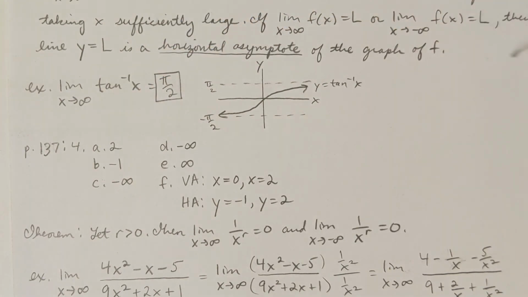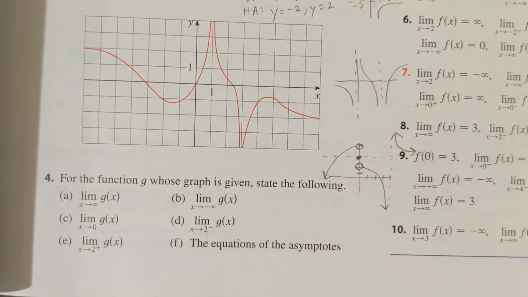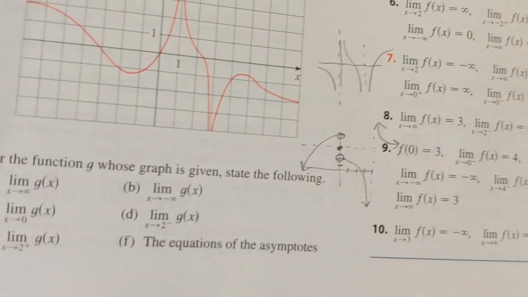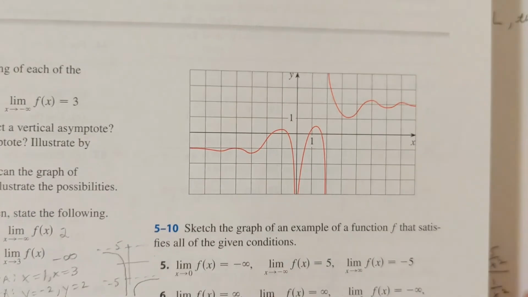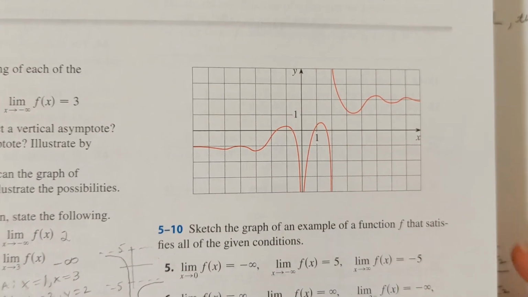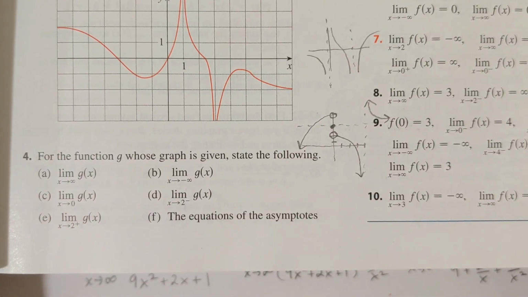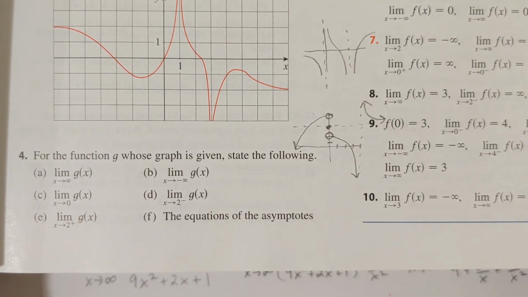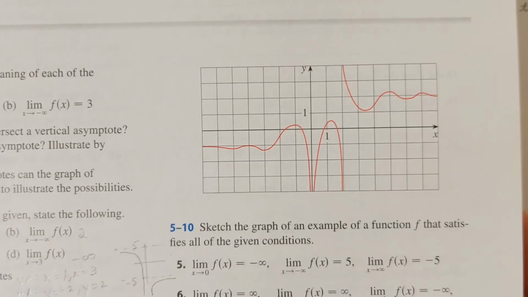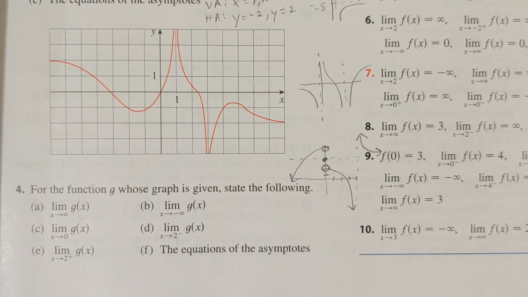On page 137, problem number 4, I have my book here, flip to that page. Here's problem 4. So they give you a graph, which is actually this graph here, and we're going to answer some questions about the graph, parts A through F. Okay, so the graph of a function g of x is given right here, and in part A, we want to find the limit as x approaches infinity of g of x.